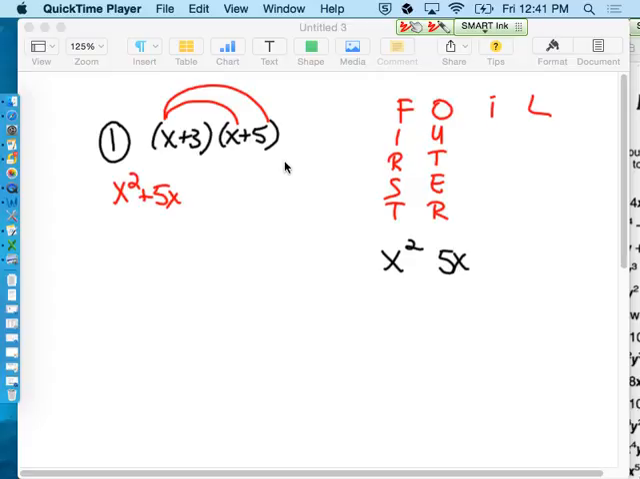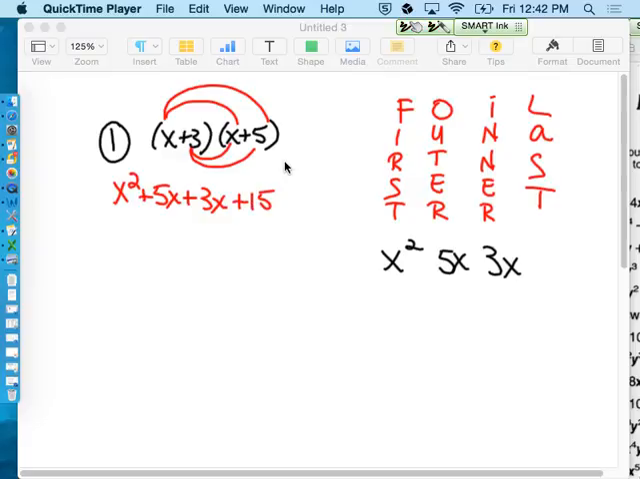And then the I stands for inner. So that means I'm taking the product of the two terms that are right beside each other, the two inside terms. So that's 3x. And then finally, the L stands for last. The last term in each, the 3 and the 5. So that's plus 15. So the last product would be 15. And then you're simply adding all of these up, combining like terms. So the end result product would be x squared plus 8x plus 15.